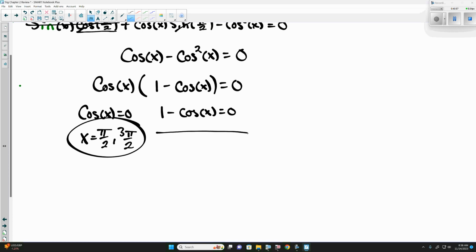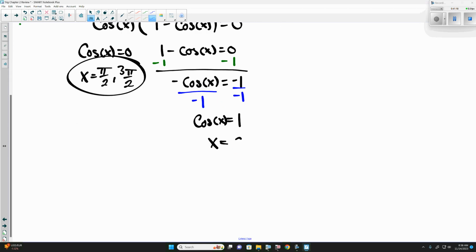The other one, minus 1 from both sides, telling us negative cosine of x equals negative 1. Divide by negative 1. Cosine of x is equal to 1. Only one place where that works between 0 and 2 pi. It's 0. It's 0 or 2 pi, but in all the ones that we have, we include 0. We don't include 2 pi.